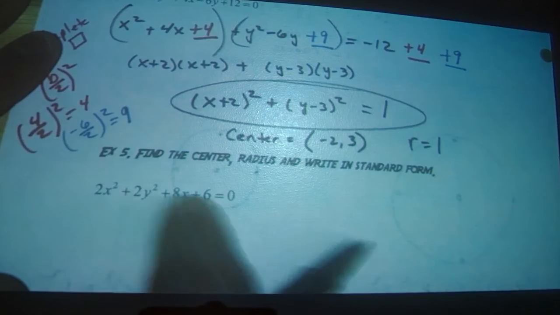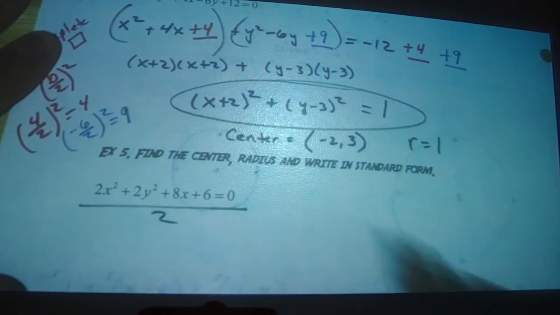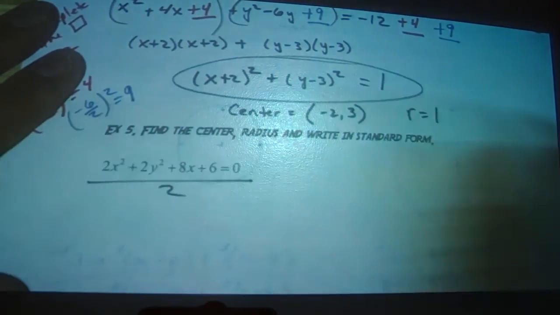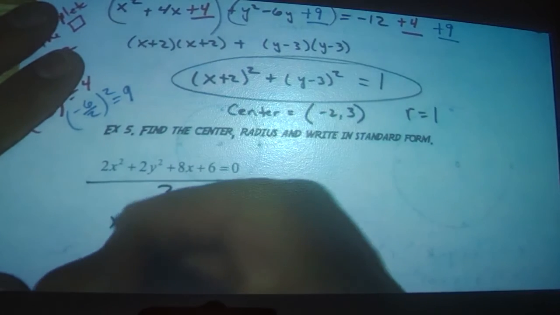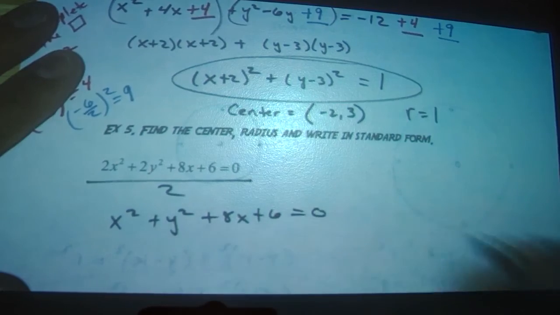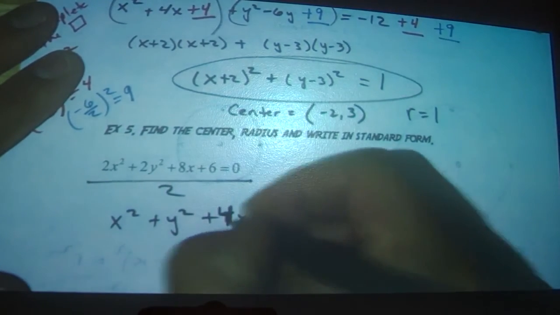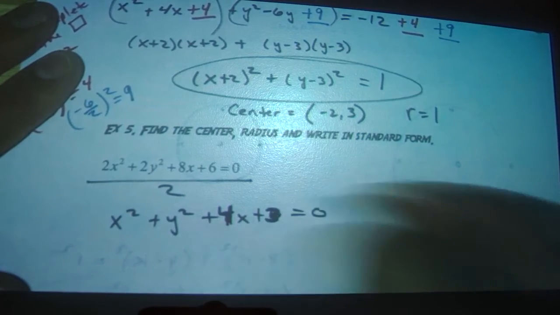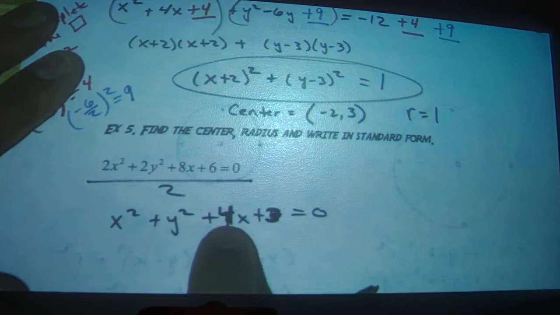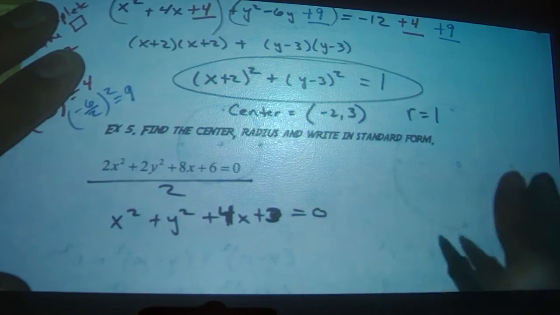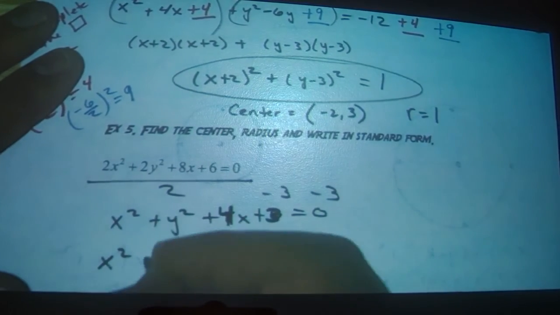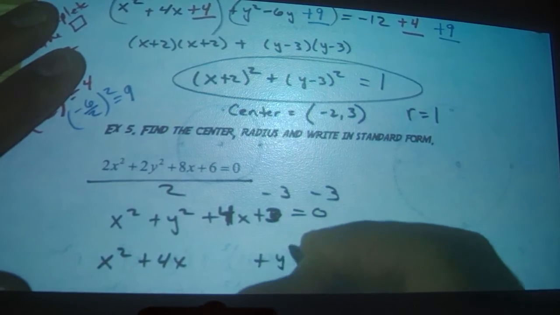If I have numbers in front, notice they're all divisible by 2. So if you run into problems that have a 2x squared and a 2y squared, just divide everything by that number. And now we have x squared plus y squared plus 4x plus 3 equals 0. I forgot to divide, silly Mr. G. So 8x divided by 2 is 4x, and 6 is now 3. Now I'm going to move that constant over like we just did, and group my x's together. We're almost done.